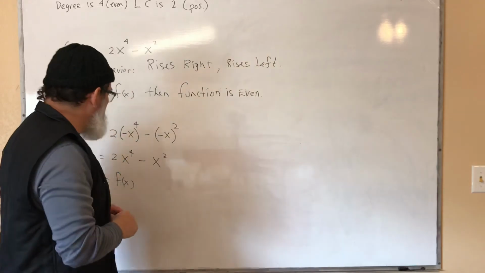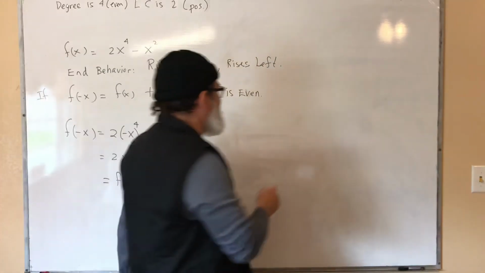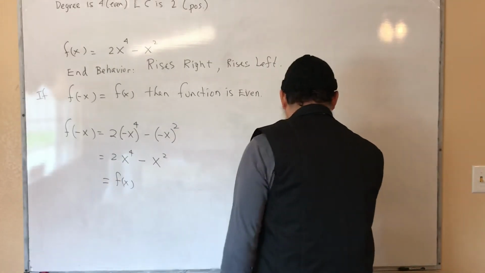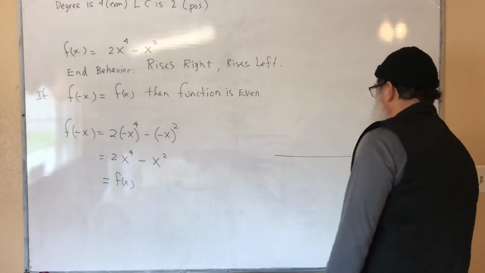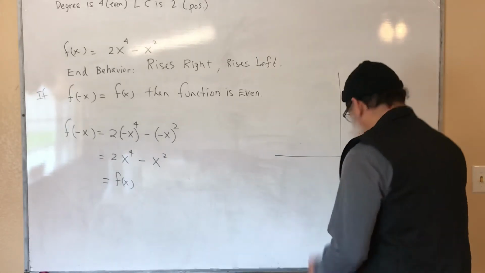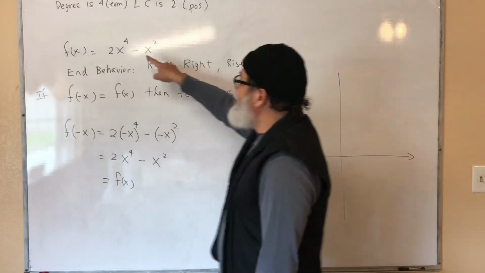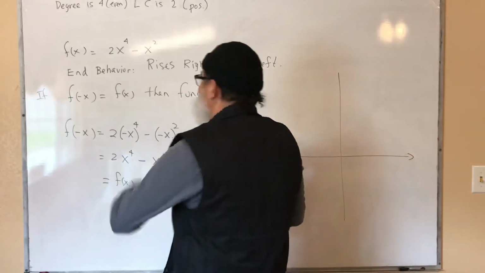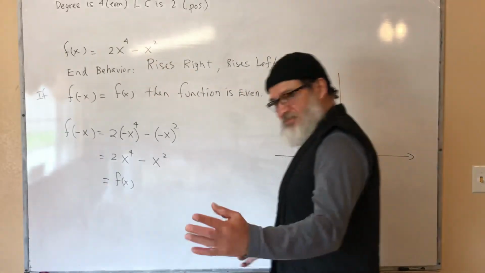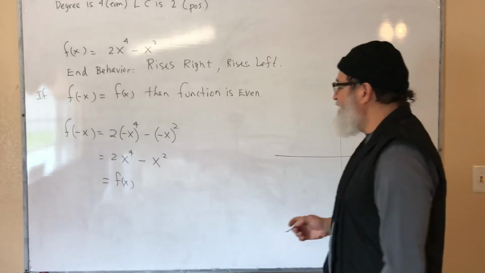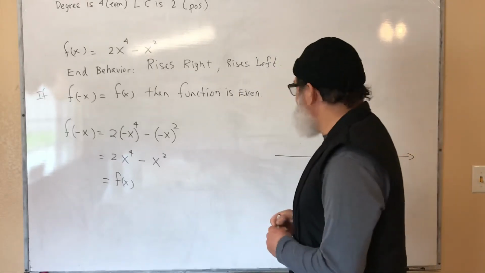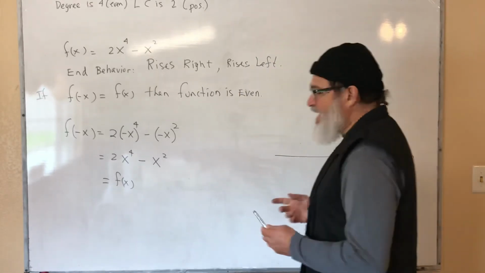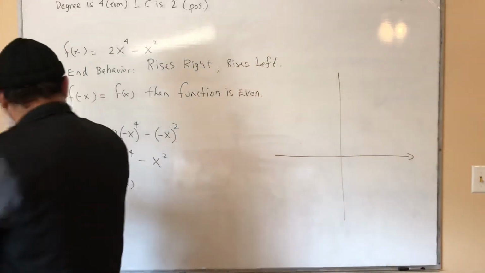So here we go. Let's graph it. This is the last example, okay? Graphing it. What's the behavior? Right is right, right is left. Let's find intercepts. Let's find the x-intercepts. We can find x-intercepts here. Yes, we can.